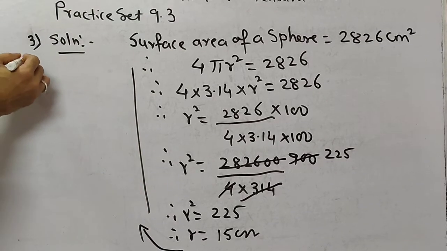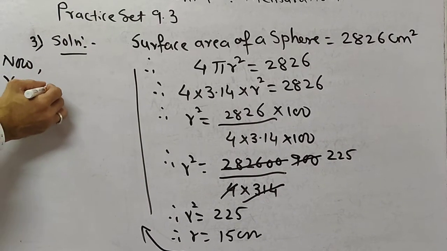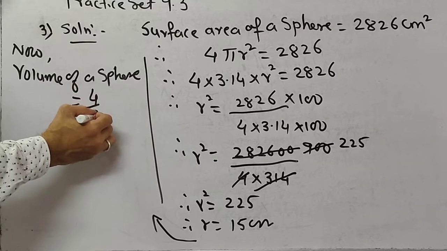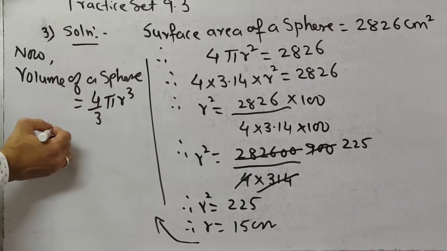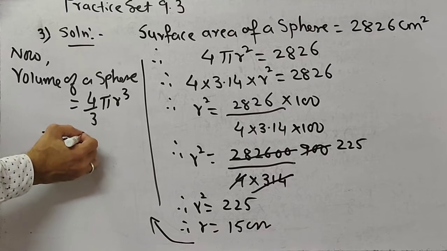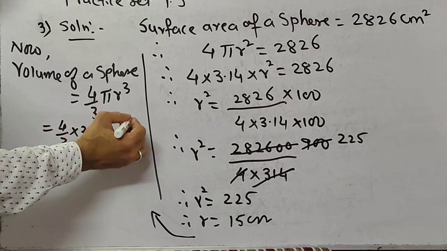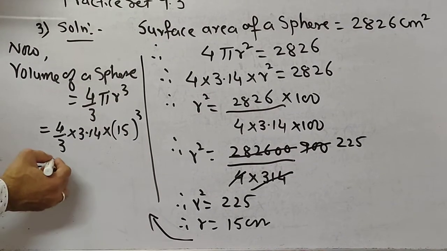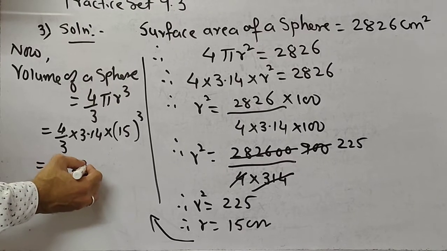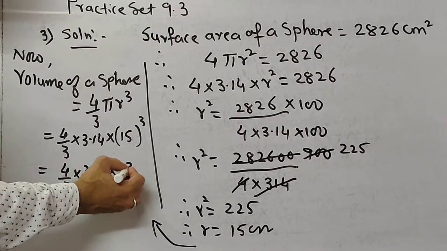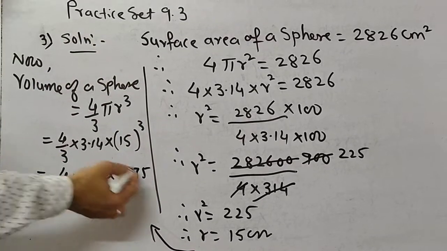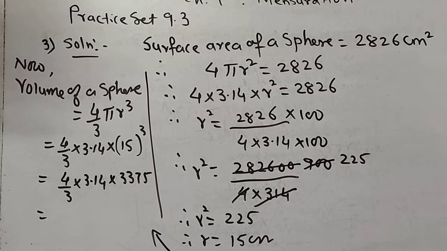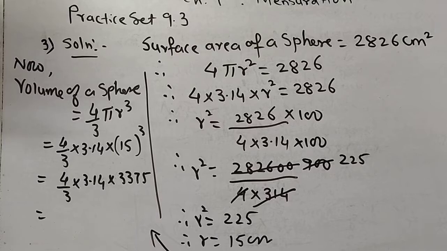Now volume of a sphere is equal to 4 upon 3 pi r cube. 4 upon 3 pi value you know 3.14. R cube means 15 cube. 15 cube. Okay. 4 upon 3 into 3.14 into 3375. 15 cube. Now you will multiply this all and divide by 3. If you will divide by 3, after multiplying you will get 14130.